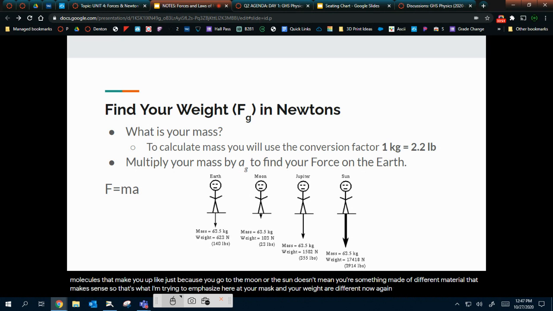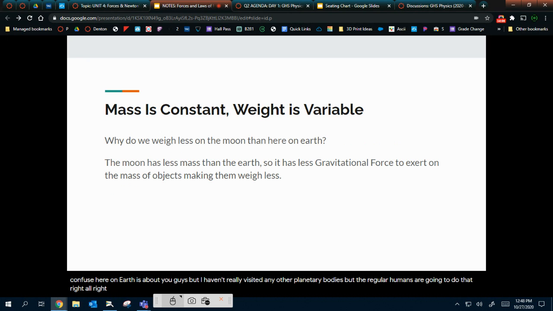Now, again, the reason we're getting confused here on Earth is, I don't know about you guys, but I haven't really visited any other planetary bodies. But theoretically, humans are going to do that, right? So here, this gives us a quick example. It says, why do we weigh less on the moon than on Earth? Well, the moon has less mass, so it pulls on you less hard, essentially.